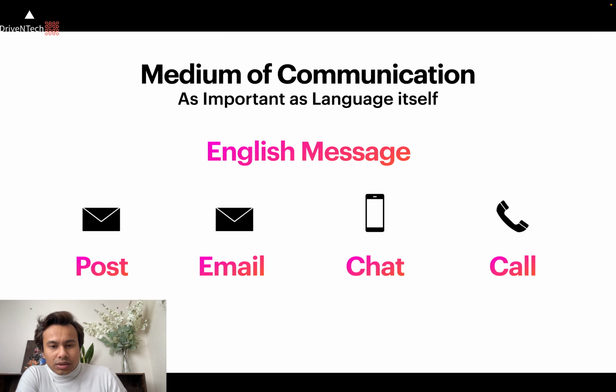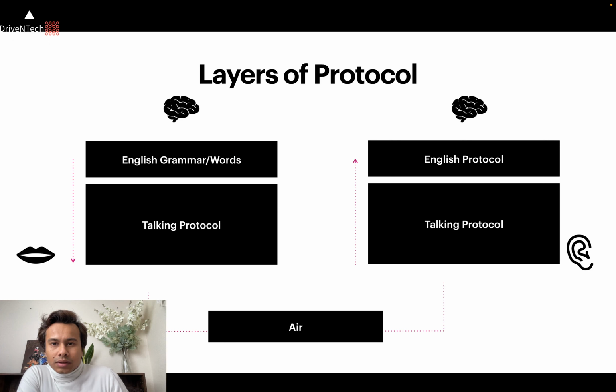So let's go to the other slide. Okay. I have used the term protocol here, because protocol is nothing but a set of rules. For example, we can call English grammar as English protocol, and the words as part of that protocol. So here you can see there are some layers of protocol.